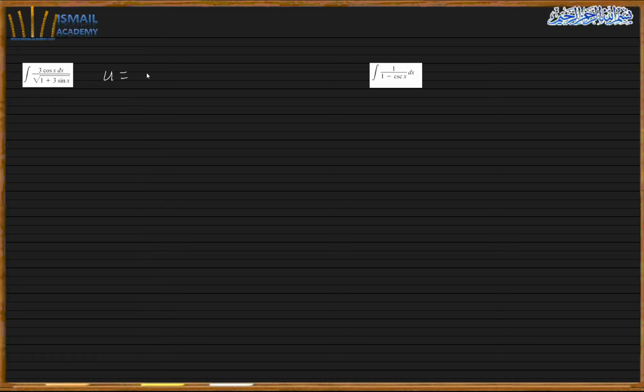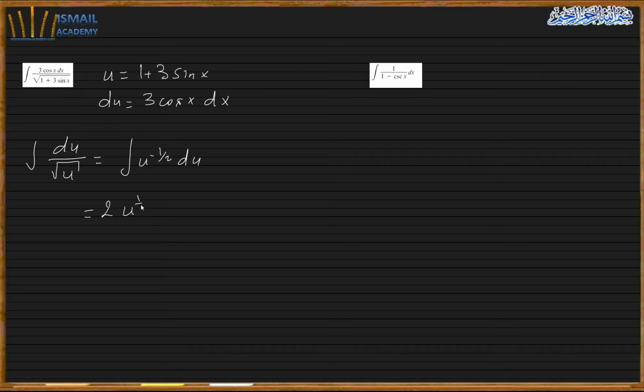So u will be 1 plus 3 sine x. So du will be 3 cosine x dx. So here it's straightforward, so I will have the integral of du over square root of u, which is the same thing we did previously, the same as u to the minus half du, which is 2 u to the half plus c. So it's going to be just 2 square root of 1 plus 3 sine x plus c.